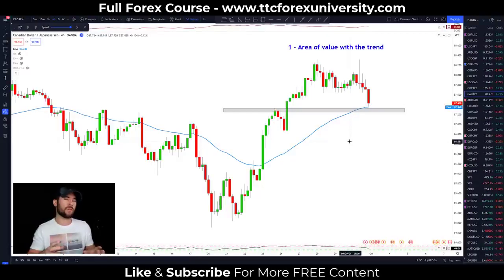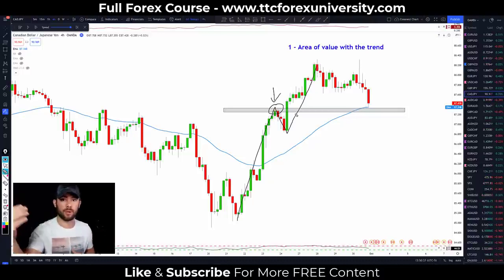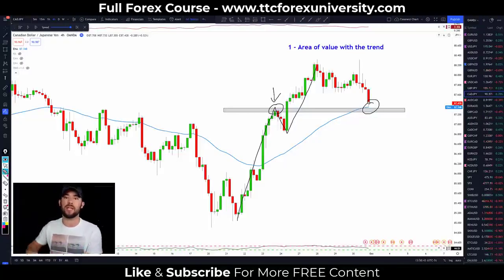So one of my favorite ways to look for areas of value with the trend is when the latest level of structure that was broken in that trend. So here we have an uptrend. This is the latest level that was broken. So the last level that price broke to continue the uptrend. And I want that to align with my moving average. So that has like a double confluence situation there when it aligns with that moving average. And that's when I see it as giving me an advantage to trade a candlestick pattern.